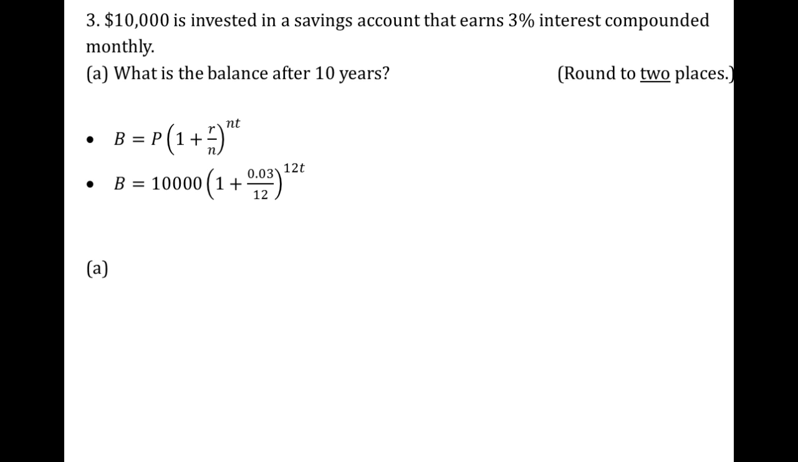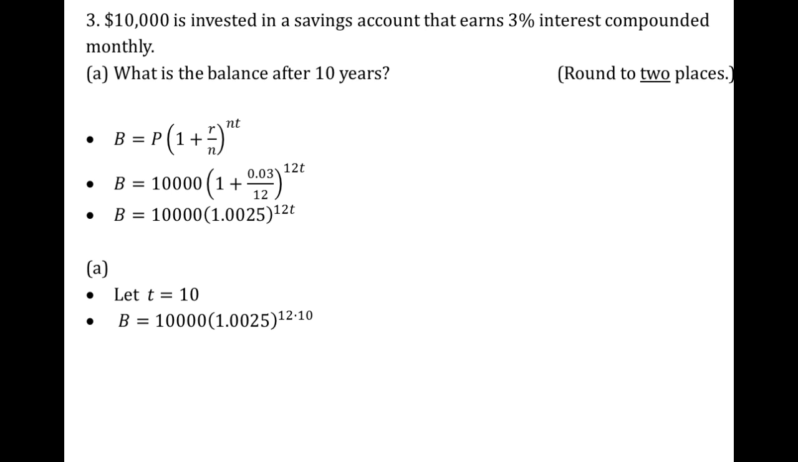We're going to plug our information in. P is 10,000 in this case. r is 0.03. n is 12. Now just simplifying the inside, it comes out to a nice number. 1 plus 0.03 over 12 comes out to 1.0025. Makes our formula look a little bit easier. Now the first part's pretty easy to answer. All we need to do is plug in 10 for t. 10 stands for a time in years. So plug that in, and then take a calculator to compute, and you get it's about $493.54.